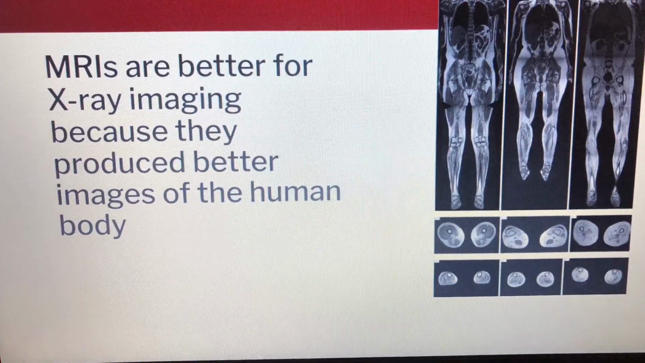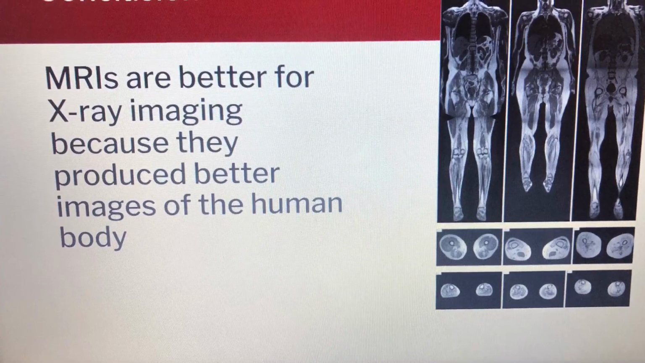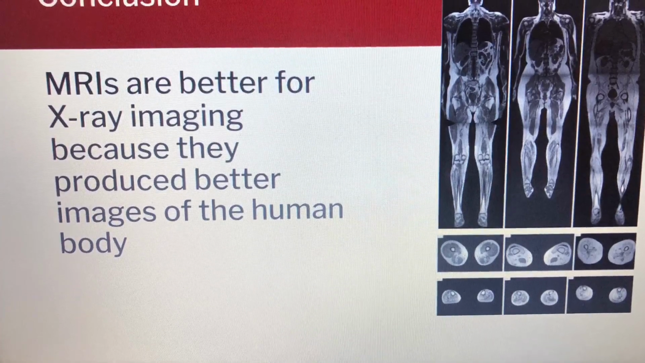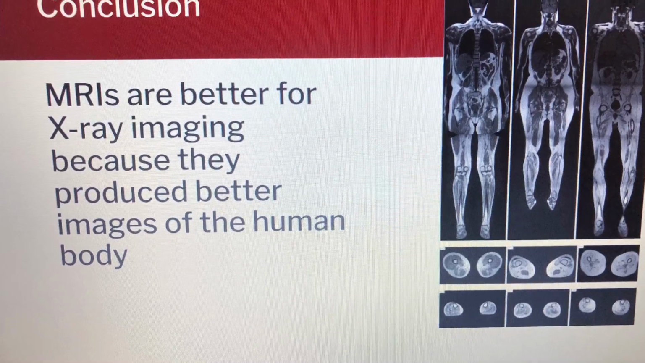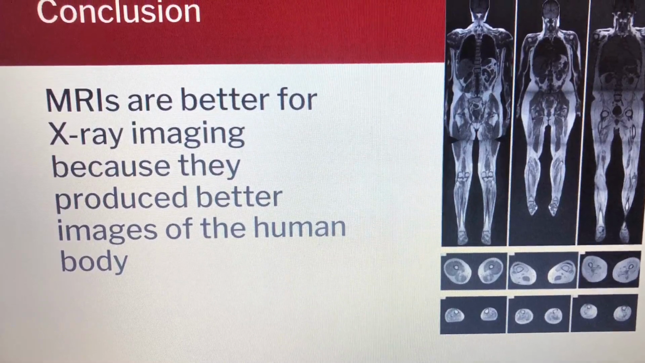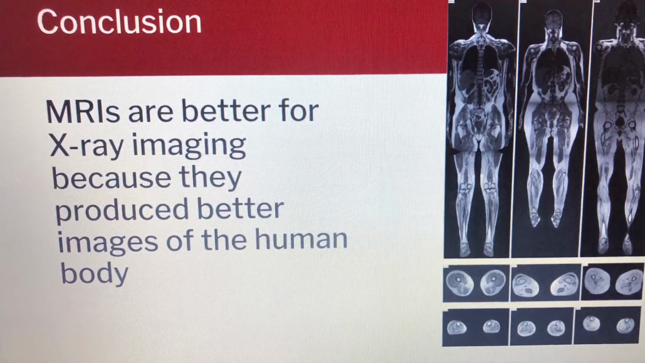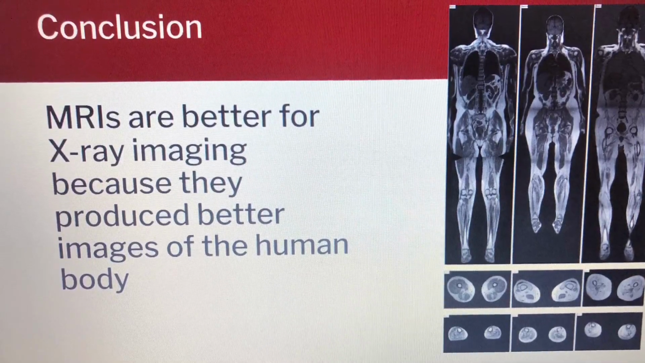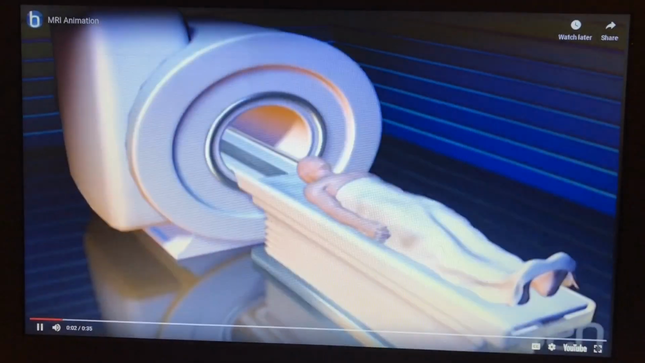To conclude this presentation, MRIs are better than X-ray and CT scans because instead of only showing the surface, MRIs show a detailed image of the human organs and the tissue and body movement and activities. Here is a detailed video of how an MRI is conducted.